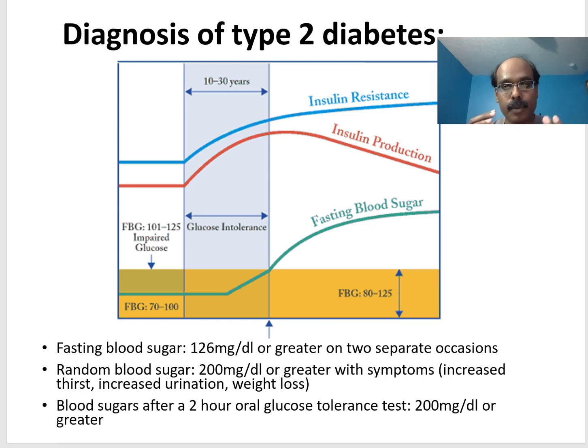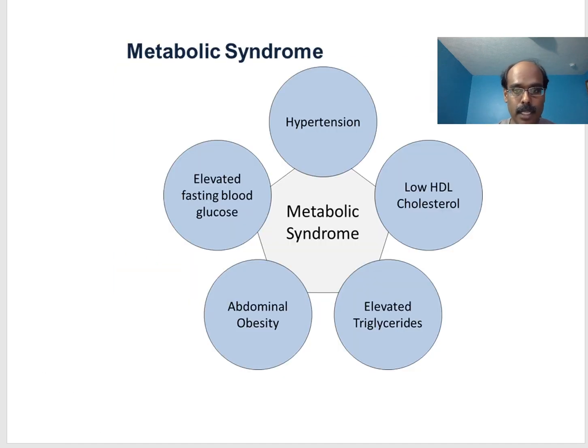And why we have to think about obesity and metabolic syndrome is because insulin resistance is highly associated with elevated fasting blood glucose level. Elevated fasting blood glucose, hypertension, low HDL cholesterol, high LDL cholesterol, along with elevated triglycerides and abdominal obesity, is called metabolic syndrome.